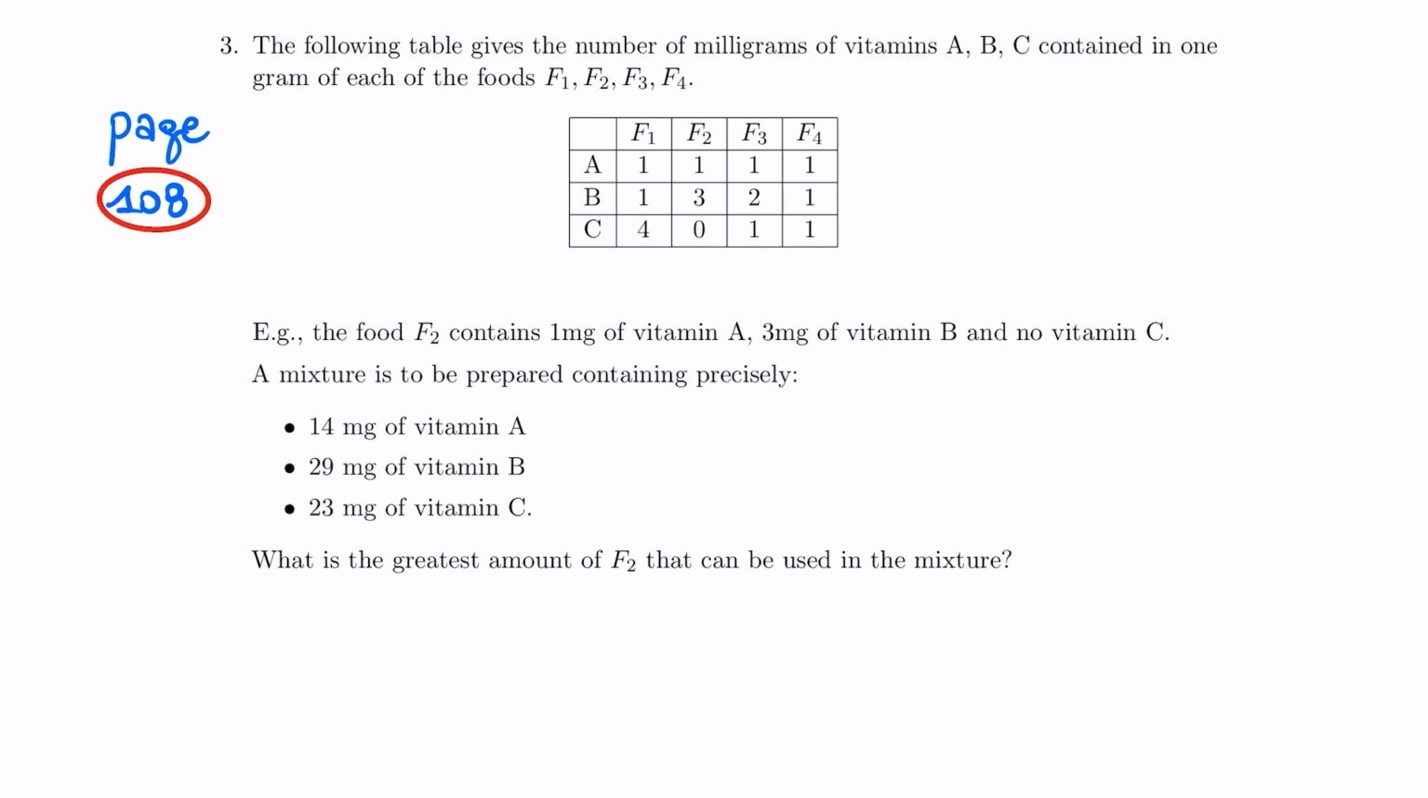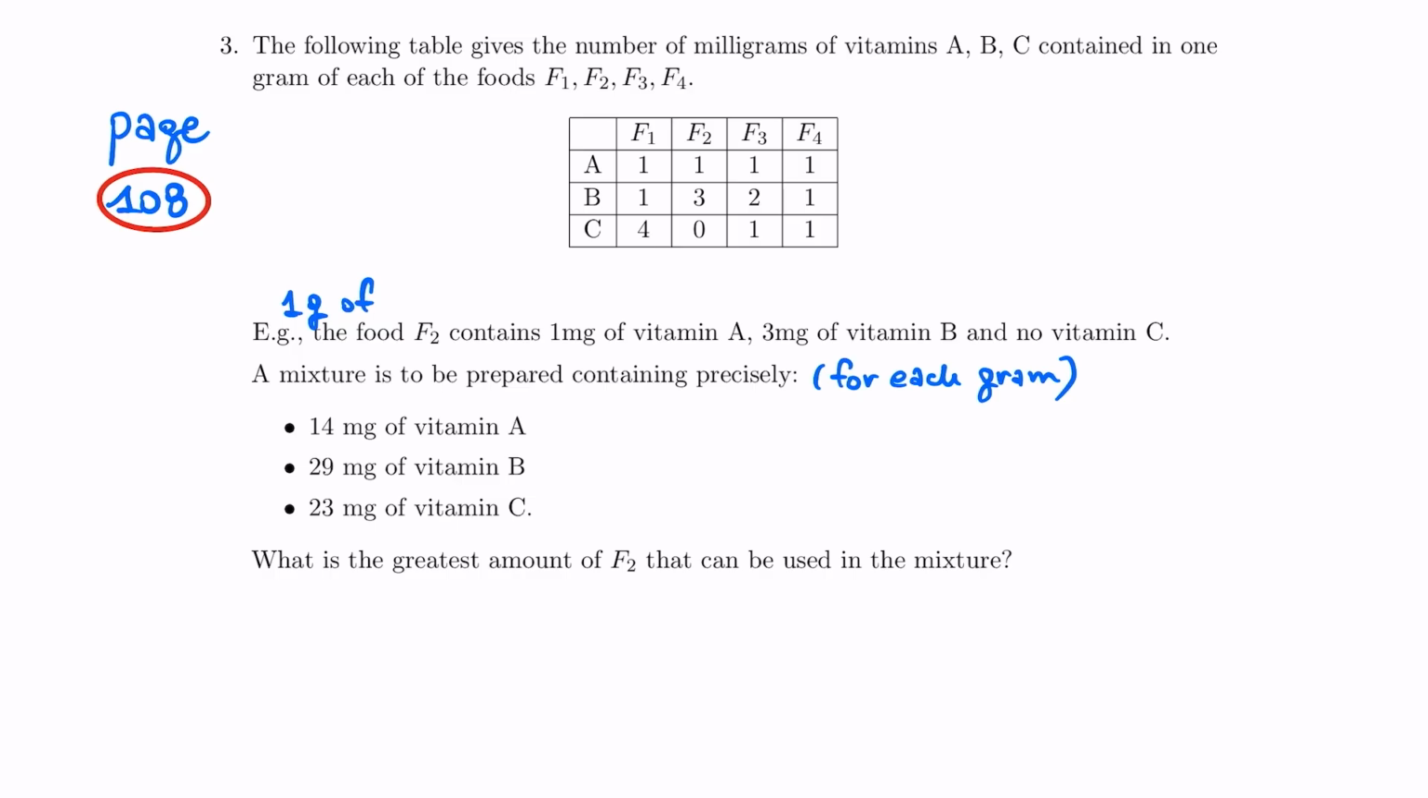As a final example of the power of linear algebra, let me show you this interesting exercise. This table gives the number of milligrams of vitamins A, B, and C contained in 1 gram of each of the foods F1 through F4. So for example, if you consider the column indicated here, you have that 1 gram of the food F2 contains 1 milligram of vitamin A, 3 milligrams of vitamin B, and no vitamin C.